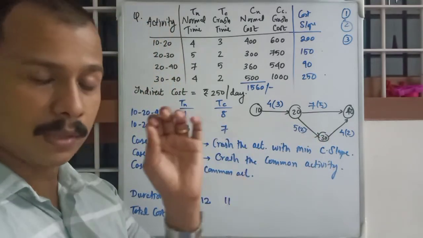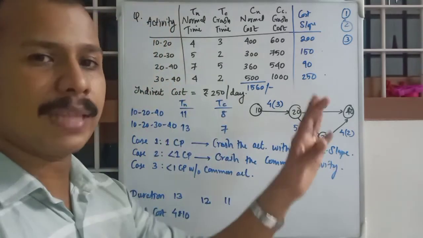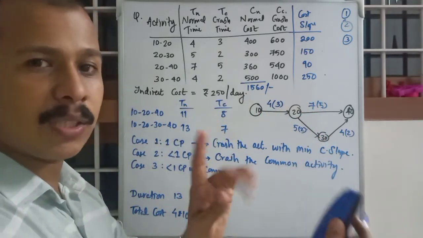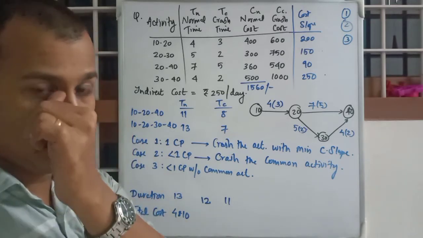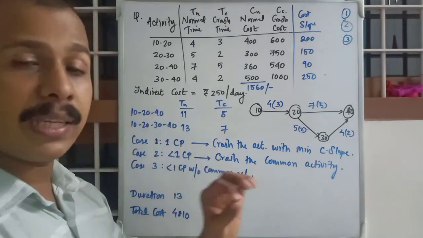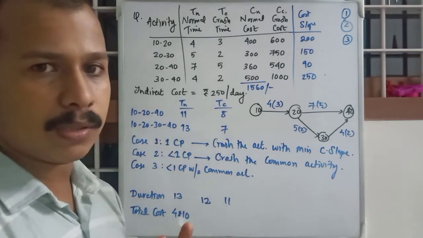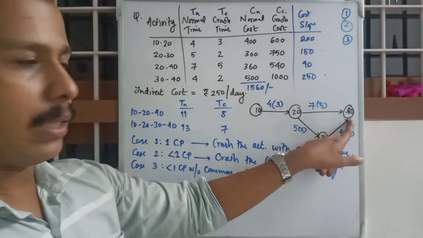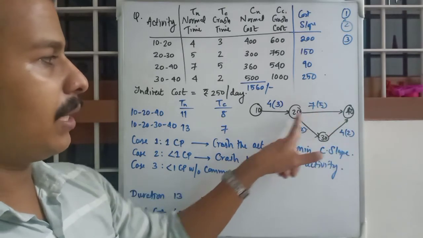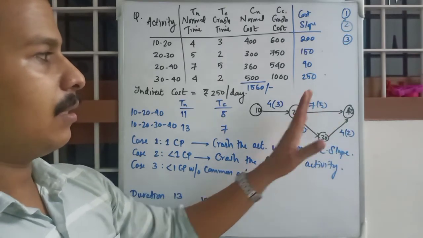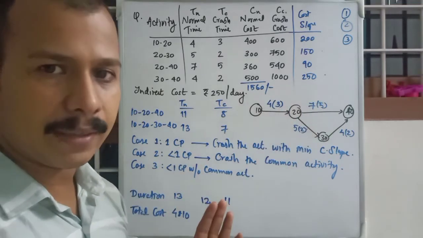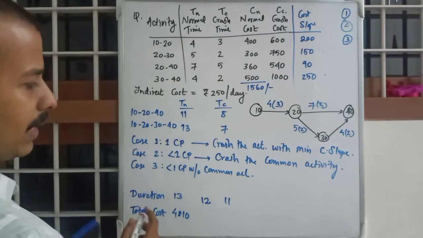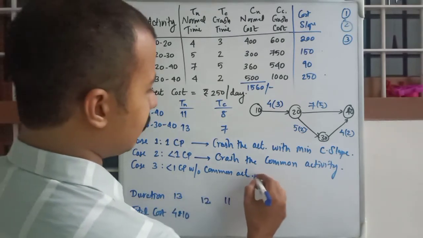We will crash 1 day of both activities, so that we will reduce the total project duration by 1 day. Okay, we will reduce 1 day of total duration, but we need to crash two activities because it is like a parallel thing. Either way you are reaching 40, if you are crashing 2040 and 2030, in effect you are reducing only 1 day. Okay, so that's the case if there are more than one critical path without a common activity.